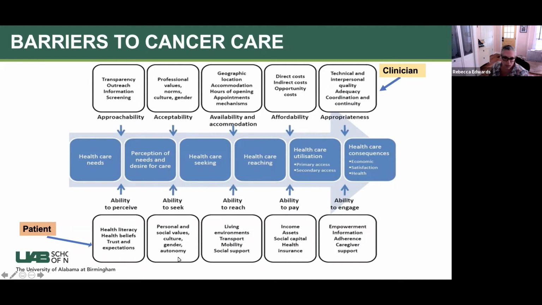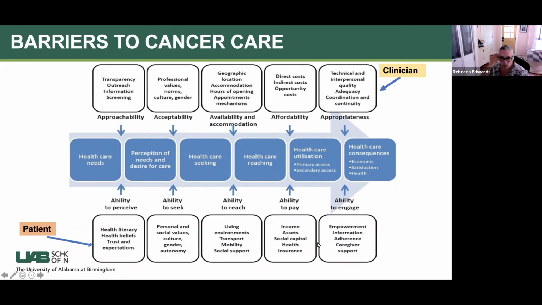And on the bottom, the patient may have barriers such as health literacy. They may not understand, may be illiterate, may not have the same health beliefs that their providers have. They may have mistrust of providers, including advanced practice nurses. They may have certain expectations that are different than the provider anticipates or perceives. They also have different personal and social values. Are they able to seek care appropriately? Are there cultural issues, gender issues, autonomy issues?